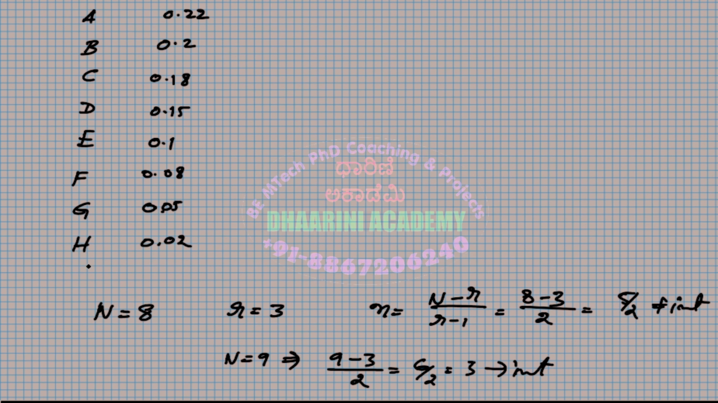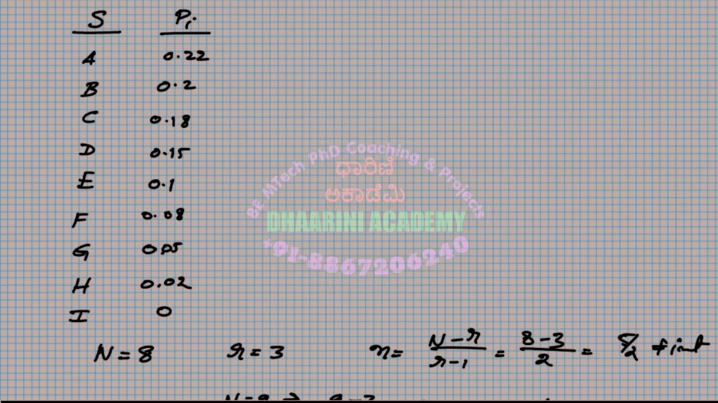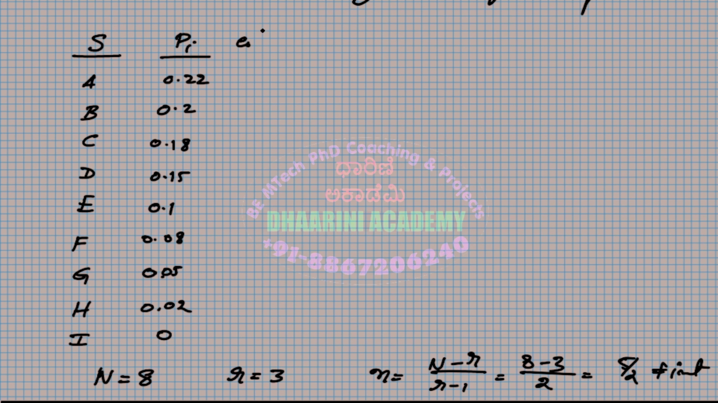So add a ninth symbol, h, after h you add I, okay, and make the probability 0, because that does not exist, right? There is no probability associated with that, right? I'll just do this. Is it okay? Then after this everything remains same, right? What I do, I'll write the code, right?